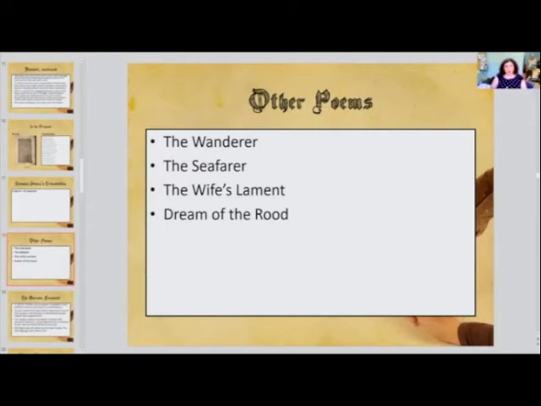And Dream of the Rood, which is taught in most classes about Old English, is particularly interesting. It's a religious poem. It's about the crucifixion. But the Rood was the actual crucifix. And it is the crucifix's life story about how it came to be a tree to be the cross that Jesus was hung upon. It's a very interesting take on that.